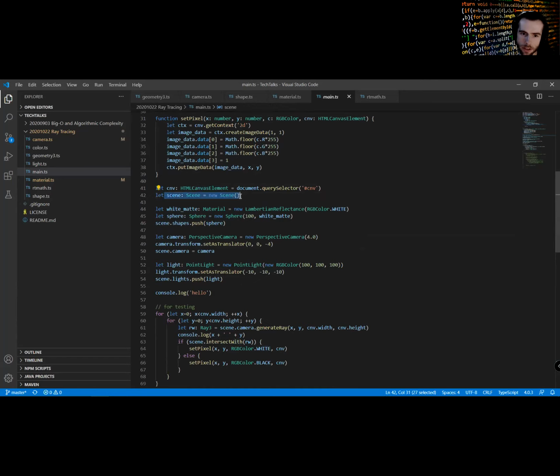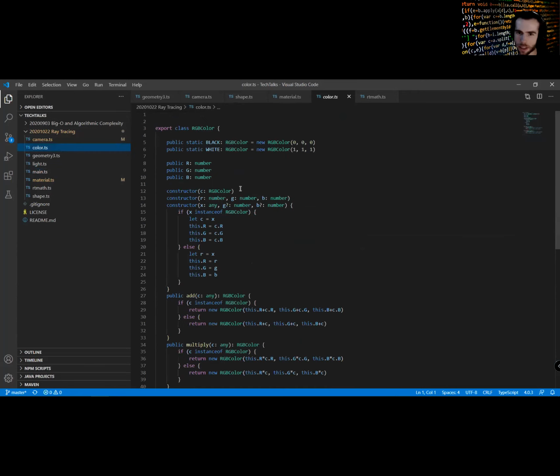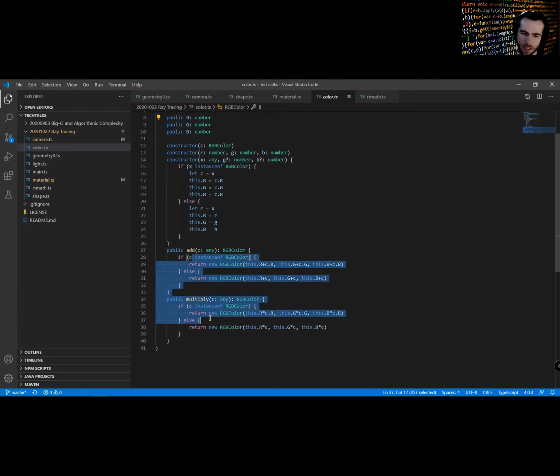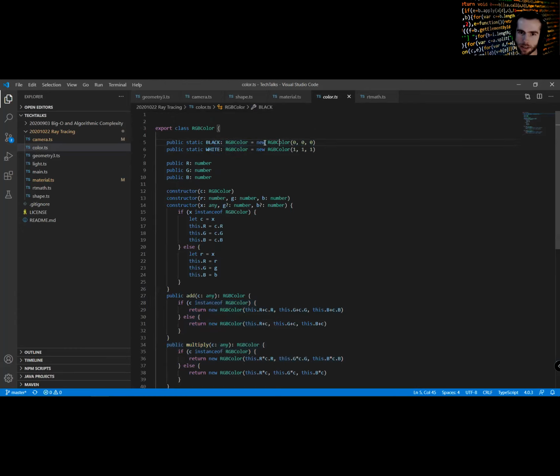So here we create a scene object. I create Lambertian reflectance. Oh, by the way, I made this little RGB color class, which just contains RGB values. And they're all between 0 and 1, or they're supposed to be. And then here's just methods for adding and multiplying them. And then I have a few constants like black and white.